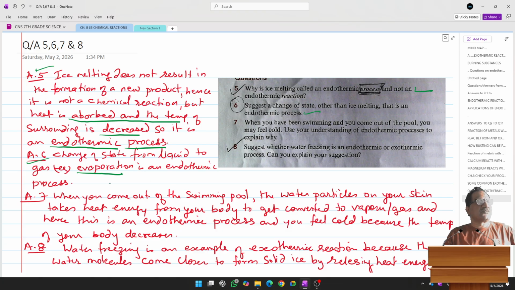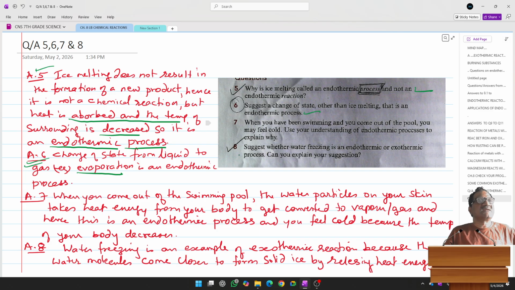This is also an endothermic process, because here also no new product is formed, so it is not a chemical reaction, but only a change of state from liquid to gas. And it is endothermic because here also the heat energy is absorbed and the surrounding temperature is decreasing. So change of state from liquid to vapor, or from water to vapor, is a good example of an endothermic process. So that is the answer for question number 6.